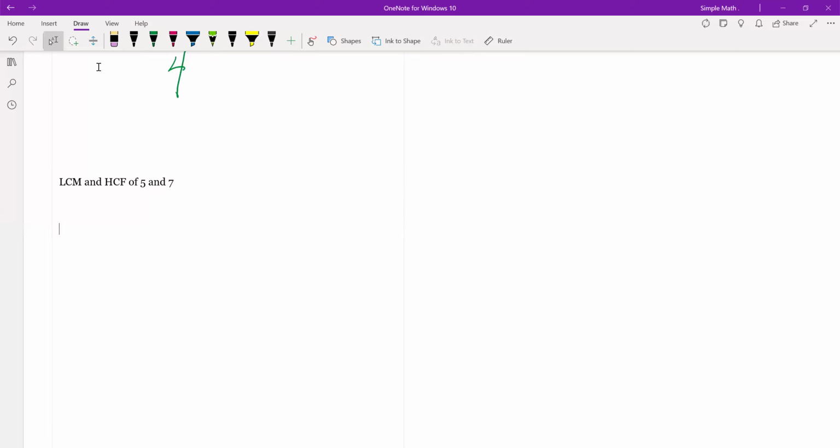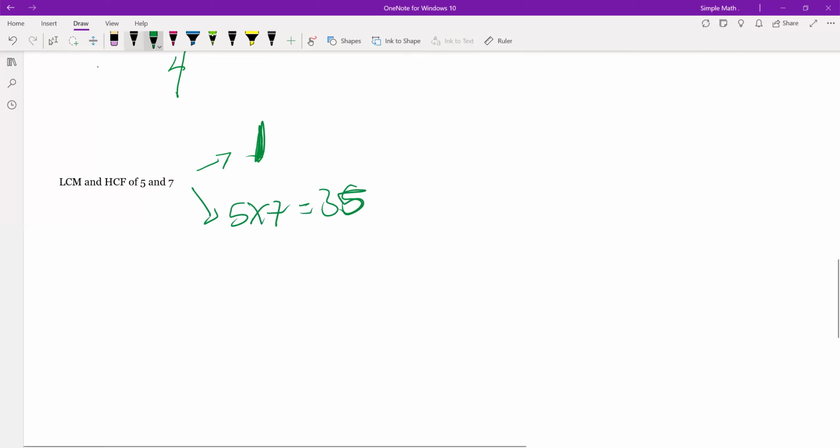Just by looking at this, 5 and 7 are prime numbers. So the HCF of prime numbers is always 1. And for the LCM of prime numbers, all you have to do is multiply the two numbers together, 35.